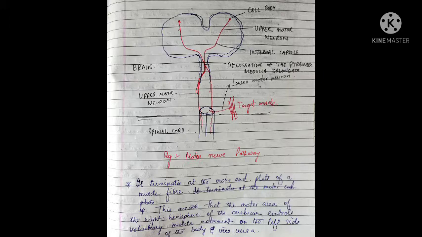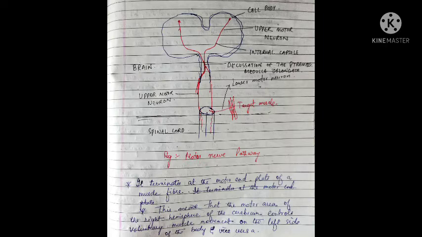And the upper motor neuron coming from the left side, when reaching the medulla, will cross to the opposite side. So from the right side, the upper motor neuron comes, and when it reaches the medulla, it goes to the left side. From there, it continues with the lower motor neuron, which transfers the impulse to the target muscles. So like this, the opposite side of the brain controls the opposite side of our body.